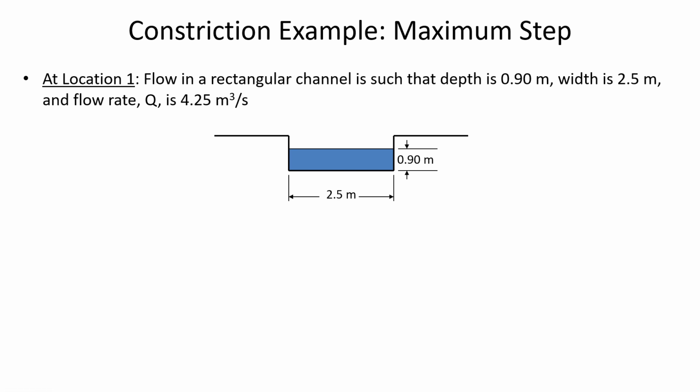Now, from this flow rate, we can calculate the velocity at 1. So V1 is going to be Q divided by A1. So it's going to be Q, which is 4.25 cubic meters per second, divided by our cross-sectional area, which is 2.5 meters by 0.9 meters. Okay, so we can calculate the velocity at 1 and find the energy at 1.